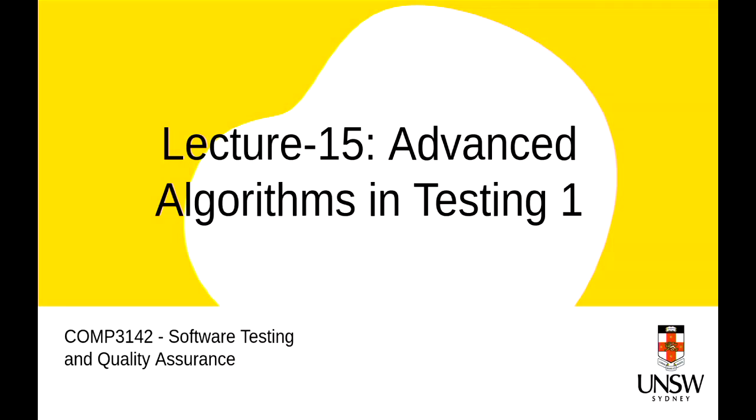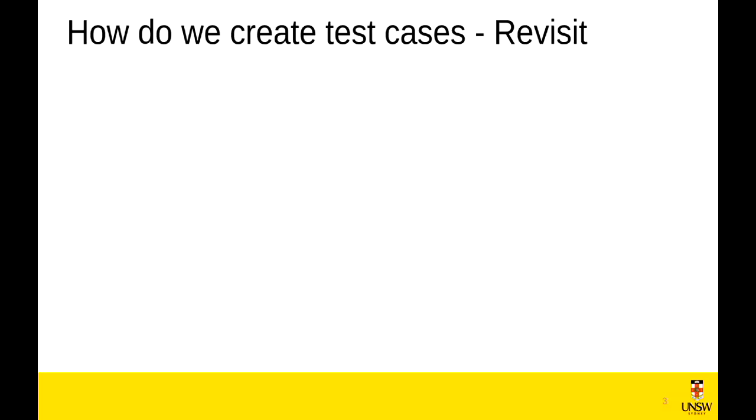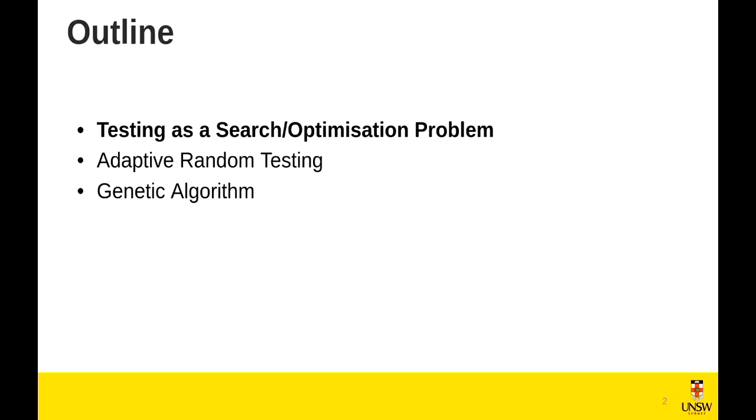All right, let's start. In today's lecture, we are going to learn some advanced algorithms in testing. You may have heard about these algorithms in our previous lectures, and now we are going to learn them in detail. This is today's outline. We are going to first describe testing as a search or optimization problem. Then we learn two different algorithms. The first one is called adaptive random testing. The second one is called genetic algorithm. Genetic algorithm is quite a general algorithm. It could be applied to different areas, and it's a general optimization algorithm.